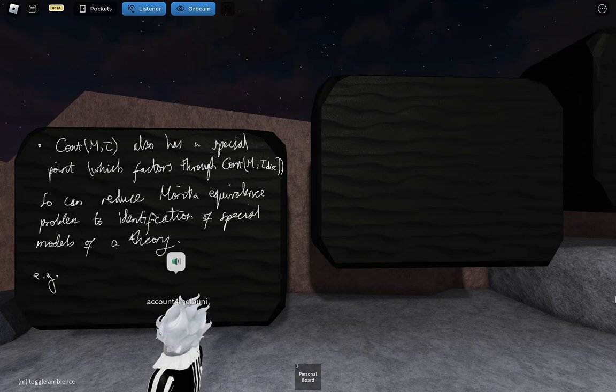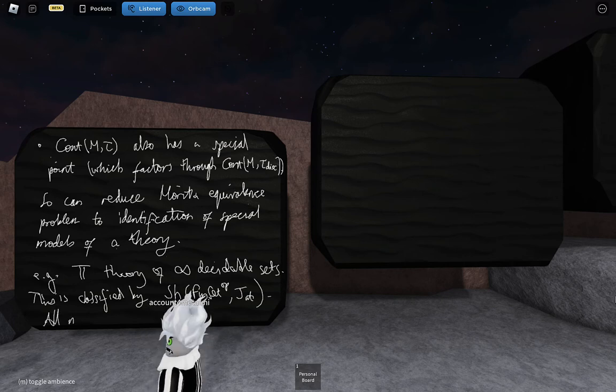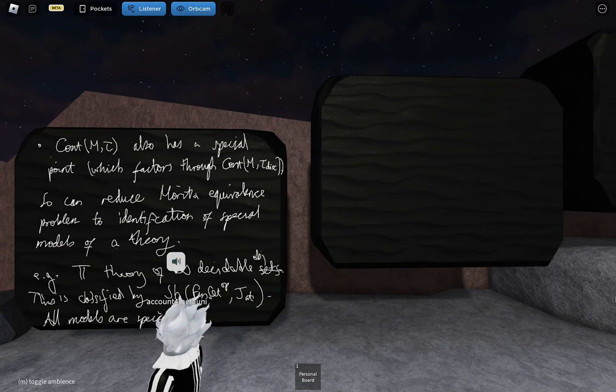And so the actual thing that I wanted to present here is, if I take T, the theory of infinite decidable sets, then by sheaves, okay, the thing I just wrote down is relatively unimportant, but the point is that all models are special. And even if you don't understand the topos expression that I wrote down, you know what infinite decidable sets are, because they're just infinite sets. Maybe I should say objects. But the models of this are literally just the infinite sets.